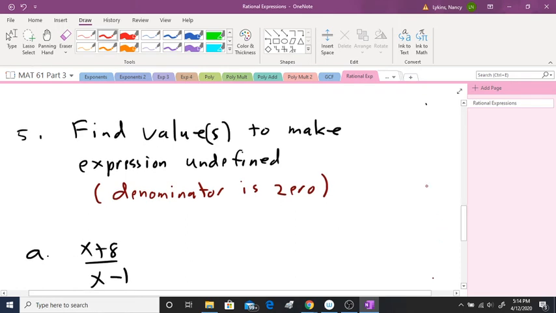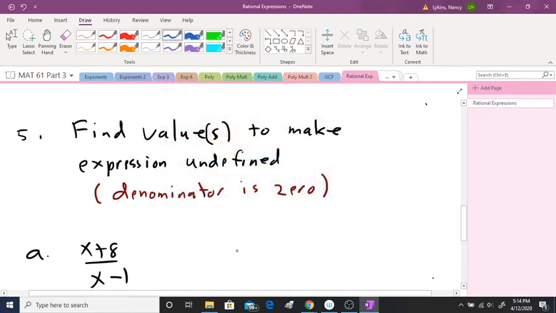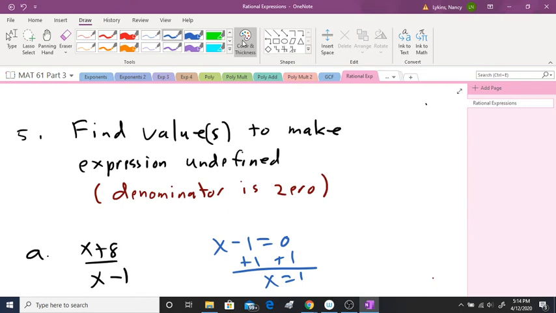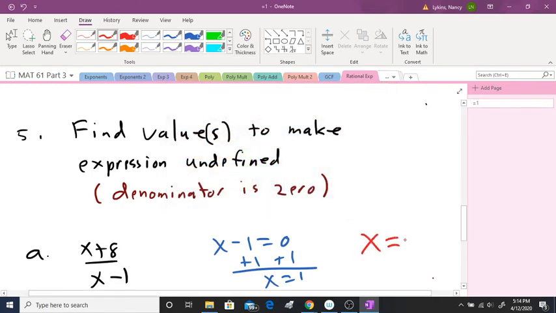Okay, let's take a look at the first one. One way we can also do this is take your denominator and set it equal to 0. Add my 1 to both sides. In this case, x is 1. That means x cannot be 1 in this equation, because if it is, it's undefined. But what we're looking for is x equals 1.